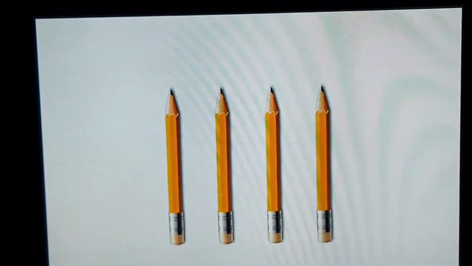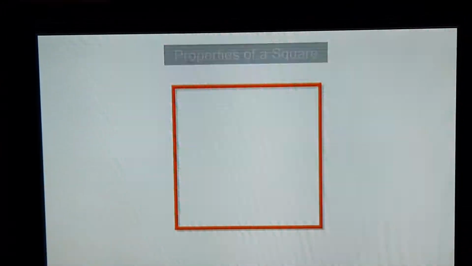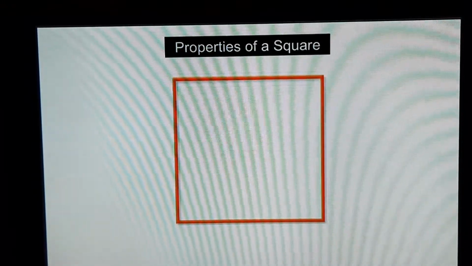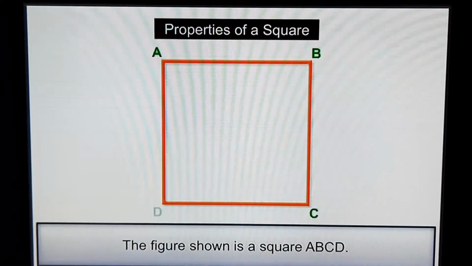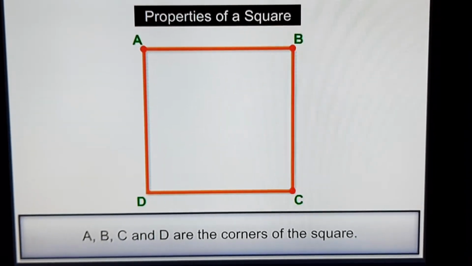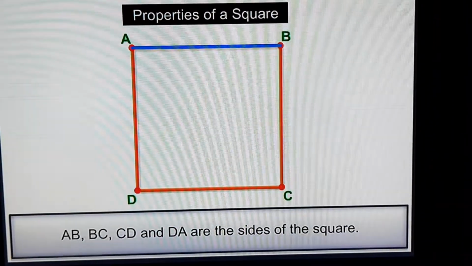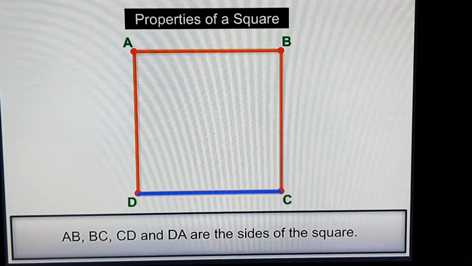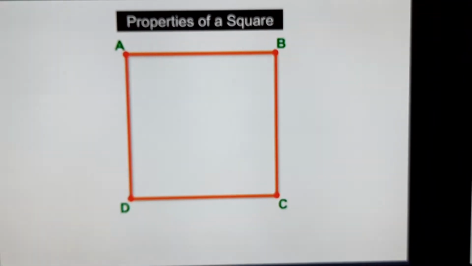We can make a square using 4 pencils. Take 4 pencils and form a square as shown. Now, let us learn some properties of a square. The figure is a square ABCD. A, B, C and D are the corners of the square. AB, BC, CD and DA are the sides of the square.